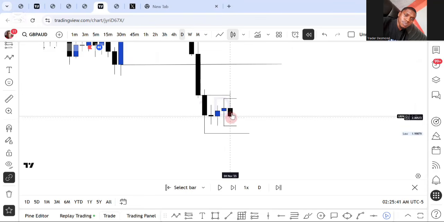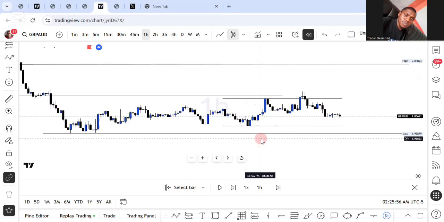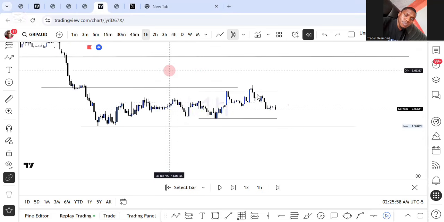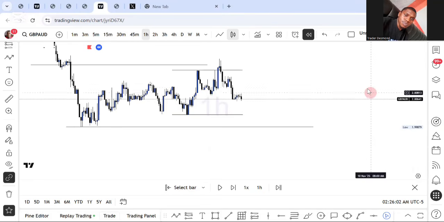When you get something like this, you want to wait for the candle closure, right? So this candle already closed. Let's go to the 1 hour time frame for our entry confirmation, right? So on this 1 hour time frame, let's see if we have gotten a breakout.